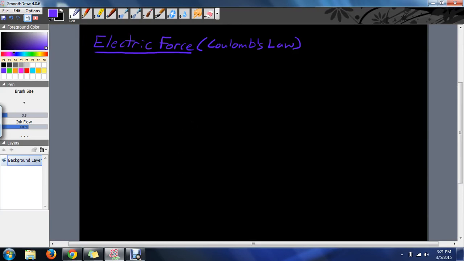Today we're going to learn about the electric force, otherwise known as Coulomb's law. If you remember charge, that quantity called charge that electrons have, protons have, is measured in coulombs.